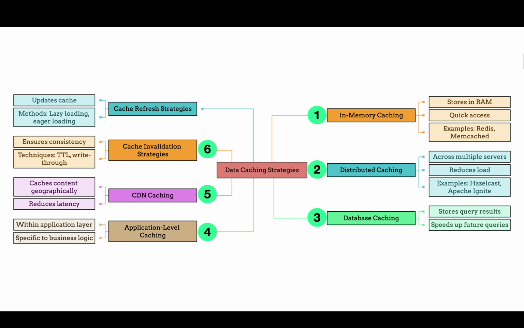6. Cache invalidation strategies, techniques to ensure cache consistency, like time to live, TTL, write through, write around, and write back caching. 7. Cache refresh strategies, methods to update cache, including lazy loading, on demand, and eager loading, preloading data into cache.